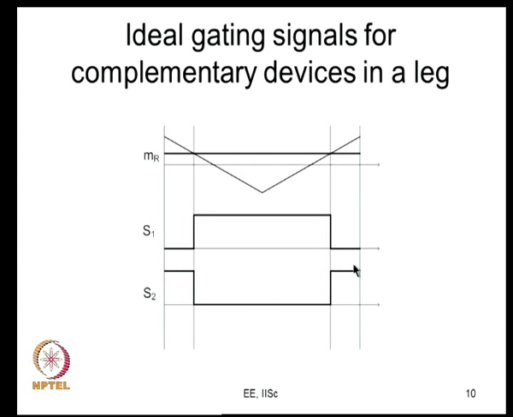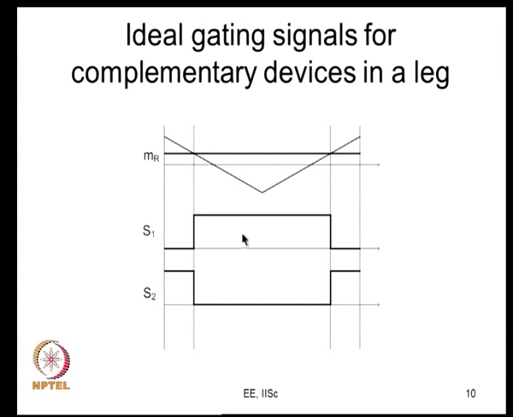And how should it be for the bottom device? Ideally, this should be exactly complementary. S1 I call the gating signal for the top device of the R phase. By S2 I mean the gating signal applied to the bottom device in the R phase leg.